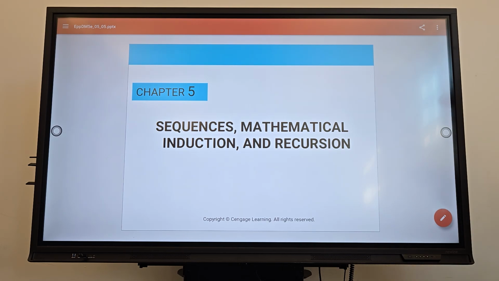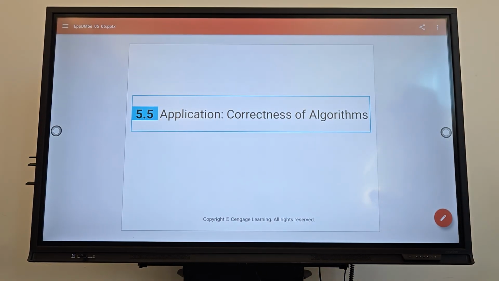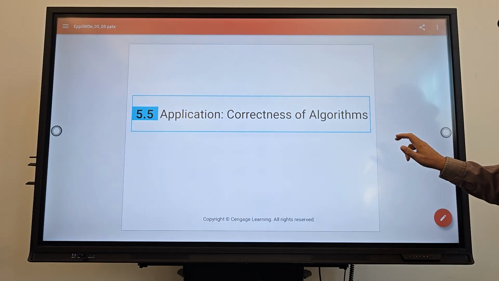So we're going to continue Chapter 5, Sequences, Mathematical Induction and Recursion. Continue with an application, the correctness of algorithms.